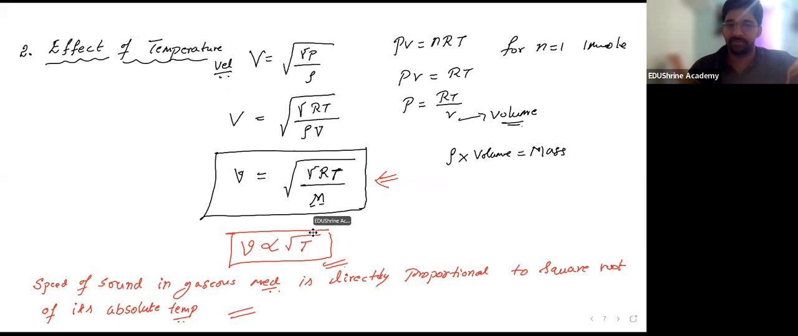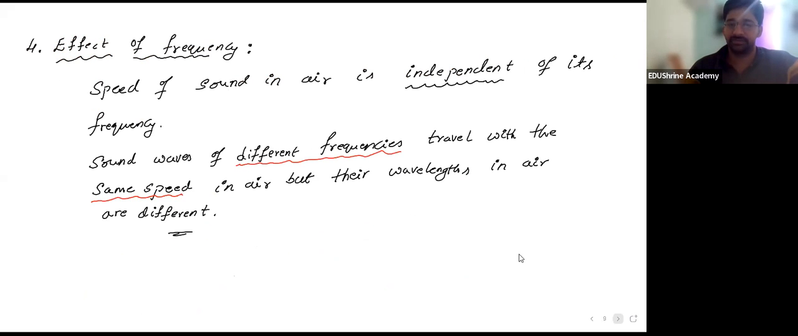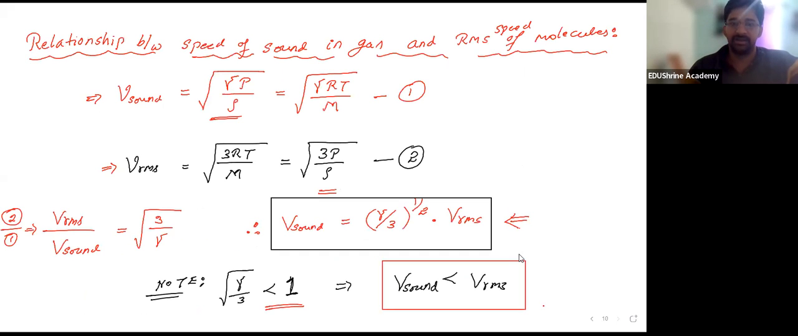And the effect of temperature: V is proportional to root T. So it is directly proportional to the square root of temperature. And the effect of humidity: directly proportional again. As the humidity increases, the speed of sound also increases. And next, there is no effect of the frequency of sound. It is independent. And finally, we studied the relationship between the speed of sound and the RMS speed.